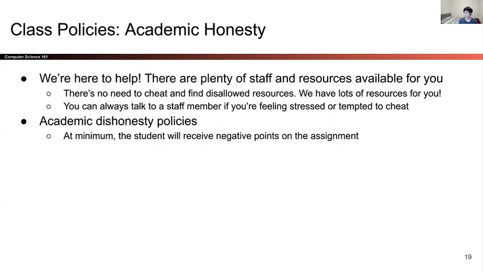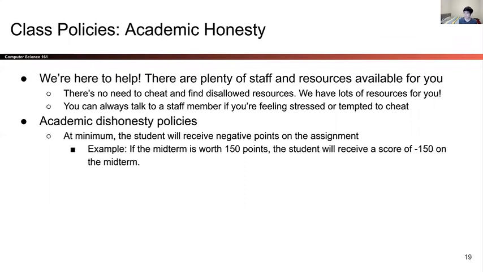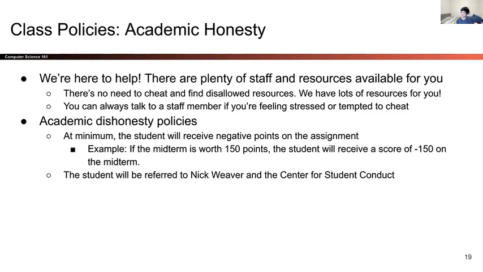So at minimum, our policy is that if we do run into cases of cheating, you will receive a minimum of negative points on the assignment. For example, if the midterm is usually worth 100 to 150 points, you will receive a negative 150 on the midterm. And that's just to make sure that even if you have a 50% chance of getting caught, it's better for you to not cheat. And again, we don't like doing this. I don't like doing this. Perrin doesn't like doing this, but it has to happen. We'll also refer the student to Nick Weaver, who is the contact for the course this semester, as well as the Center for Student Conduct.